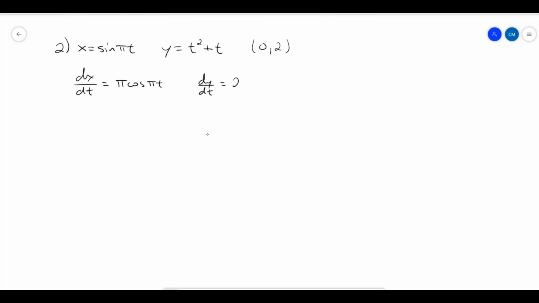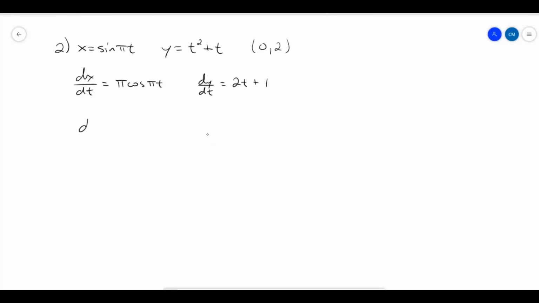All right, so here, this one is actually asking for the equation of the tangent line, and then we want to graph the curve and the tangent line together. And we want to find the equation of the tangent line at that point, (0, 2). All right, so we'll first find the two things that we need, dx/dt and dy/dt. The first one requires a chain rule, so we'll have pi cosine pi t for that derivative, and then dy/dt is 2t plus 1.